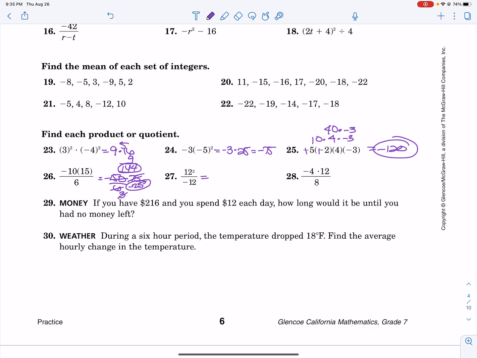Then you can do it a couple of different ways, but the squared and the 12 cancel each other out, so this actually gives me -12. But if you don't know, then do it as 144 over -12, and you'll get -12. Okay? This is -48 divided by 8, which is -6.